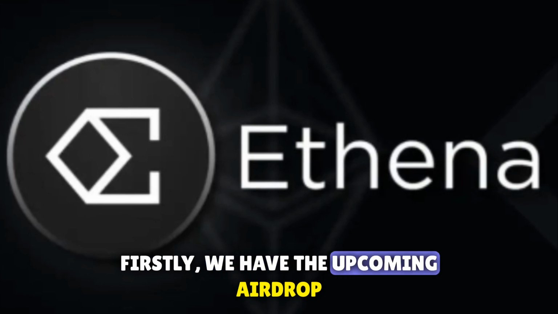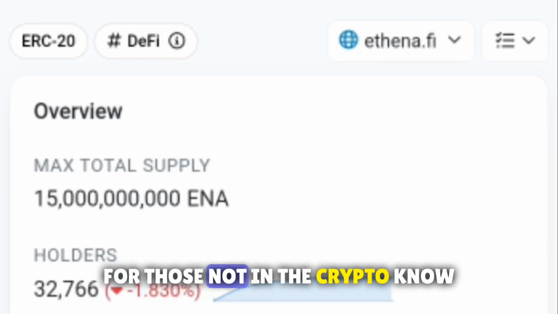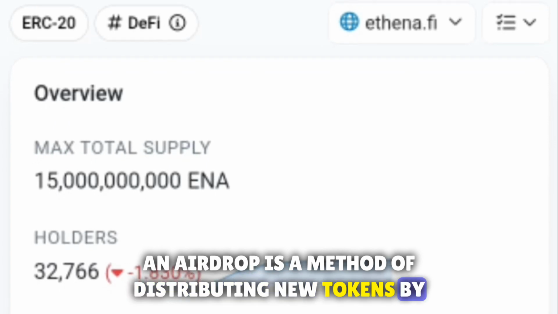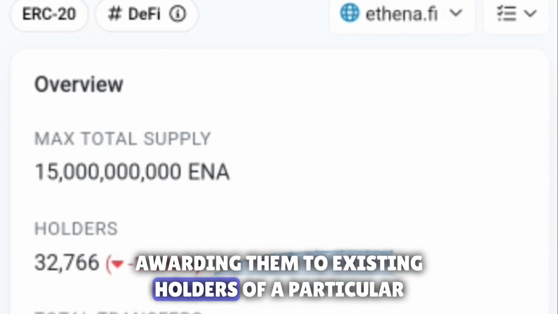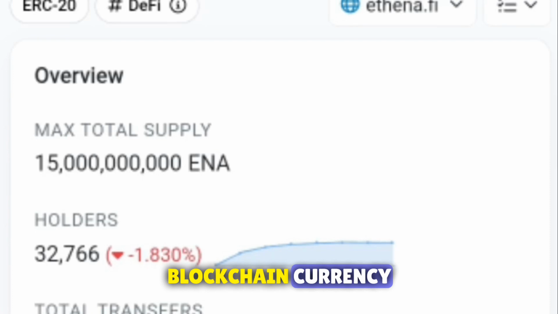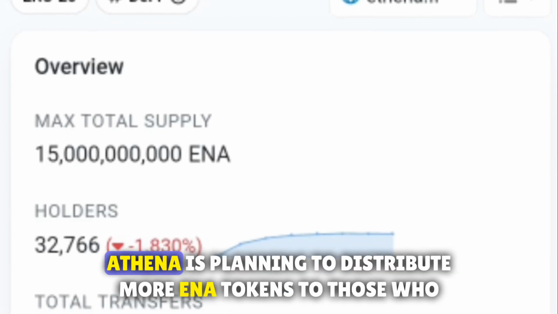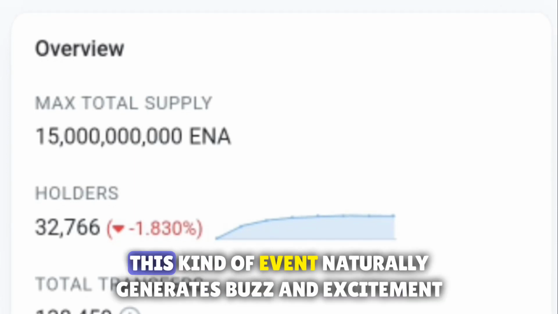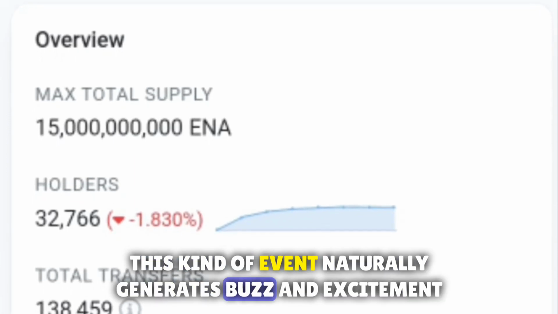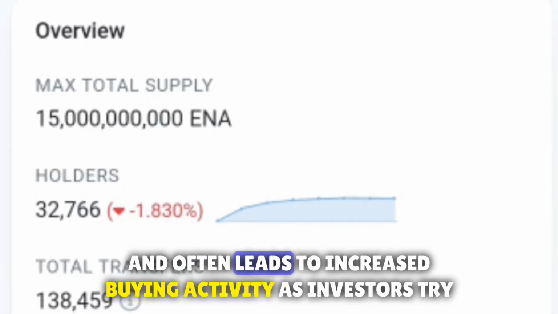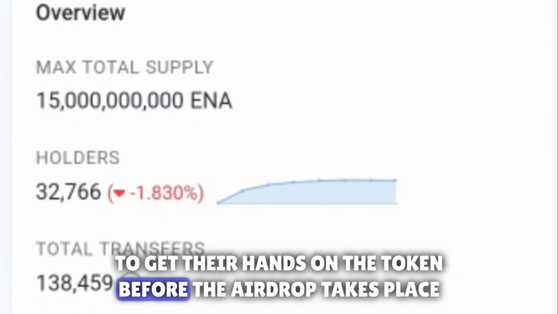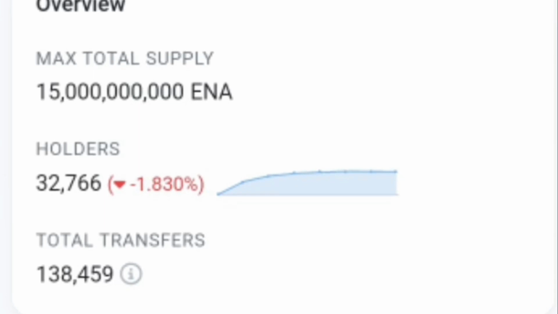Firstly, we have the upcoming airdrop. For those not in the crypto know, an airdrop is a method of distributing new tokens by awarding them to existing holders of a particular blockchain currency. In this case, Athena is planning to distribute more ENA tokens to those who already hold them. This kind of event naturally generates buzz and excitement, and often leads to increased buying activity as investors try to get their hands on the token before the airdrop takes place.